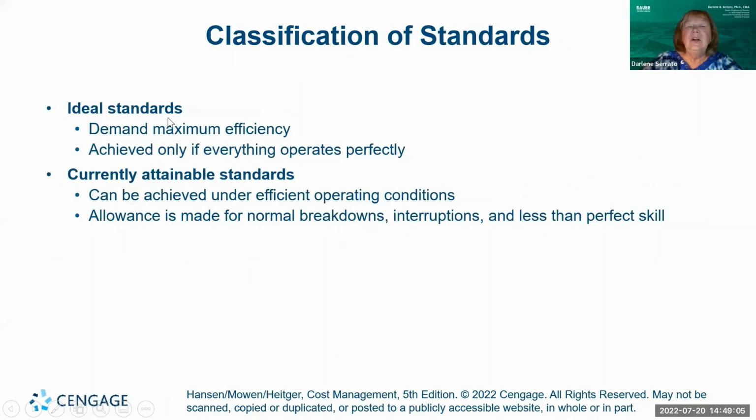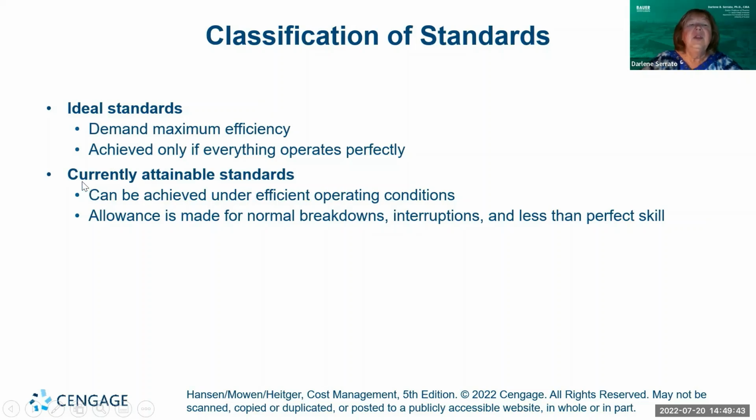We have ideal standards, which is maximum efficiency. It's a perfect world. They're only achieved if everything operates perfectly. From the perspective of influencing your employees to try and meet the standards, the behavioral perspective, you don't want ideal standards. If your employees feel that they can never achieve it, they're not even going to try to achieve it.